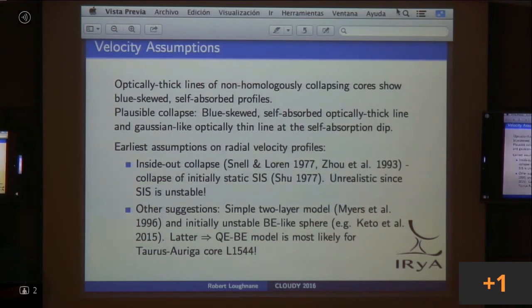Previous velocity assumptions in these cores, is that me?